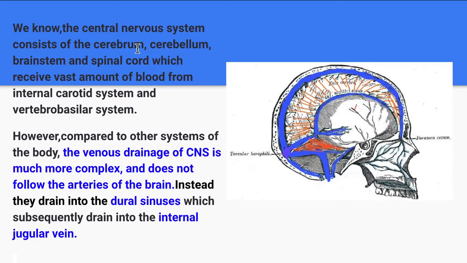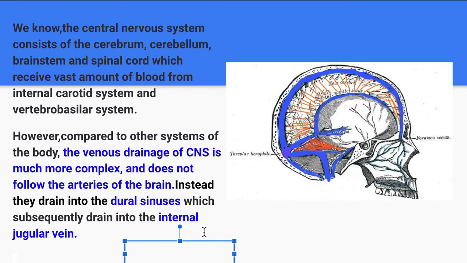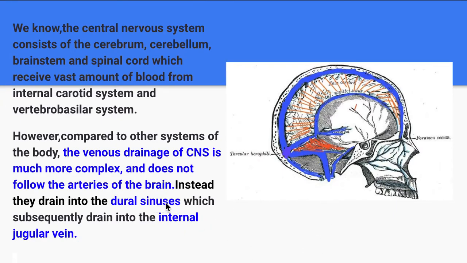Now, first of all, let us remember that the central nervous system consists of the cerebrum, cerebellum, brainstem, and the spinal cord, which receive a vast amount of blood from the internal carotid and the vertebrobasilar system. However, compared to the other systems of the body, the venous drainage of the CNS is much more complex and does not follow the arteries of the brain. Instead, they drain into the dural sinuses, which subsequently drain into the internal jugular vein. Okay, so what are these dural sinuses?